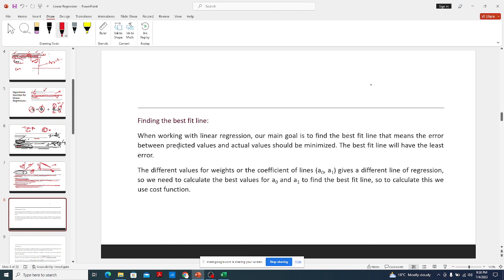Okay, good. Now let's go to finding the best fit of a line. Now we are talking about optimization. We are trying to discuss how we can optimize our coefficients to get the line of best fit. And what does it mean to get the line of best fit?